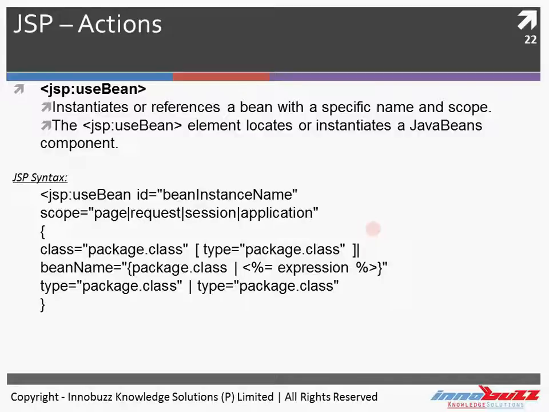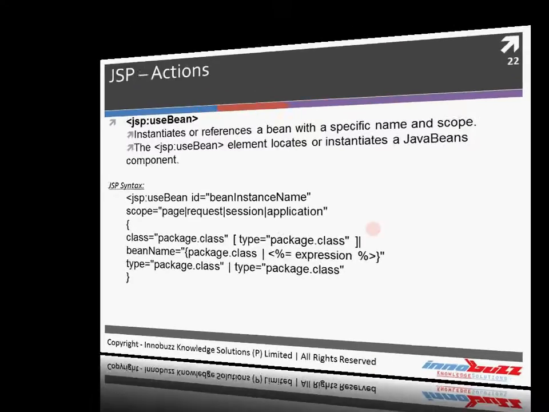So these are the different scopes which tell the usage of the bean, whether it can be used throughout the application, or for a specific session, a specific request or a specific page. Then we have class. This class is nothing but the package or the location or the complete path for your Java class. And then we have beanName, where you can give any name signifying your Java class, and then we have the type of it.